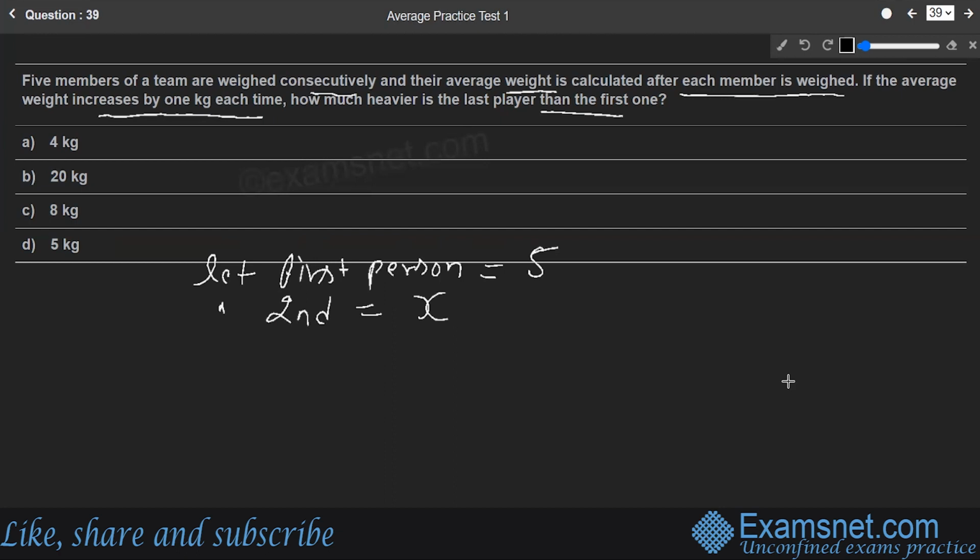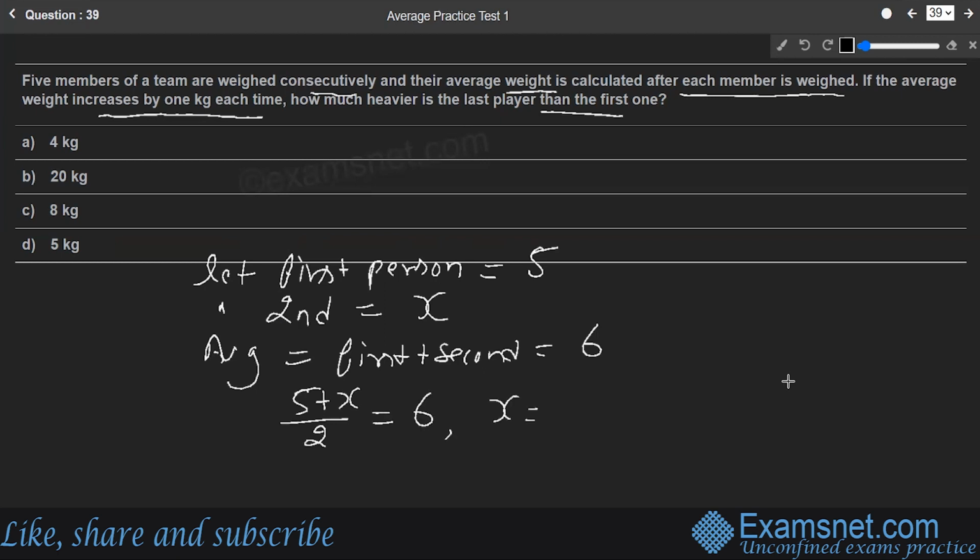So the average increases by 1 kg. So how much should be the new average now? Average of the first and second should be one more than the first person's average, that is 6. So we can clearly write (5 + x)/2, the average of the first and second, is going to be 6, which gives us the x value as 12 minus 5, that is nothing but 7.